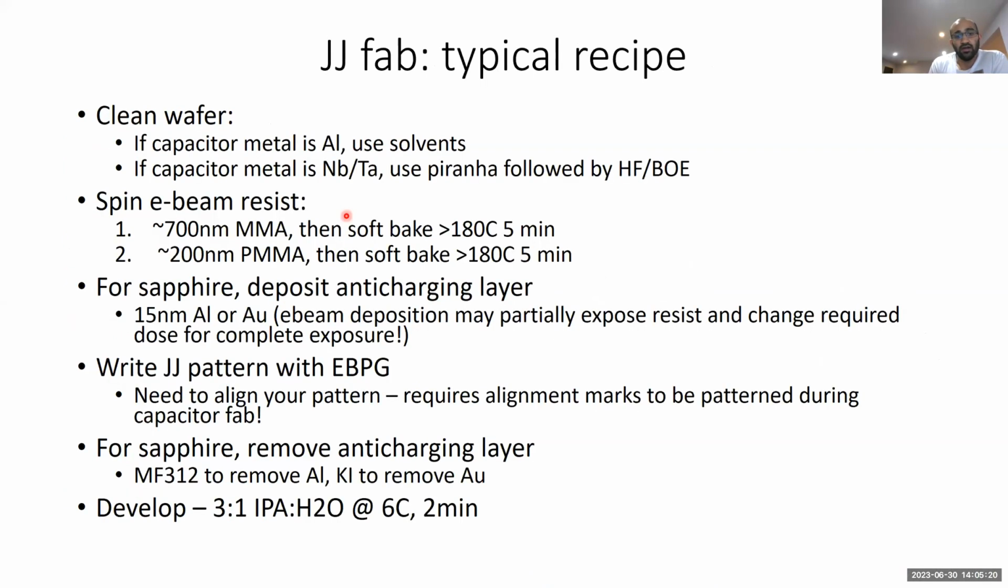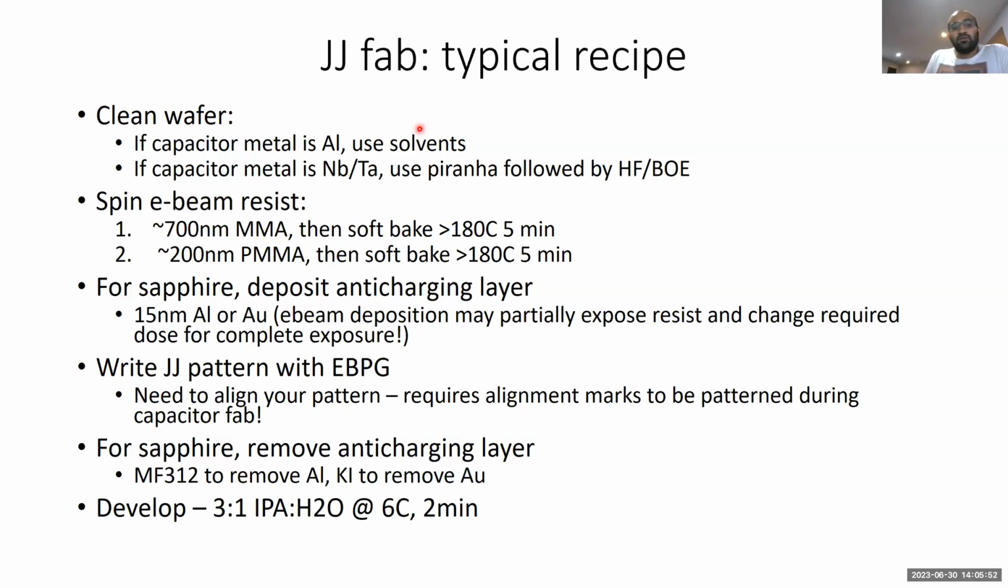So let me walk you through a typical Josephson junction fab process. This is after you've made your capacitor. So you have finished your RIE, you have removed the photoresist, and now you're ready to do your Josephson junction fab. So obviously the first step is to clean your wafer, make sure you've removed as many contaminants from your previous process as you can.